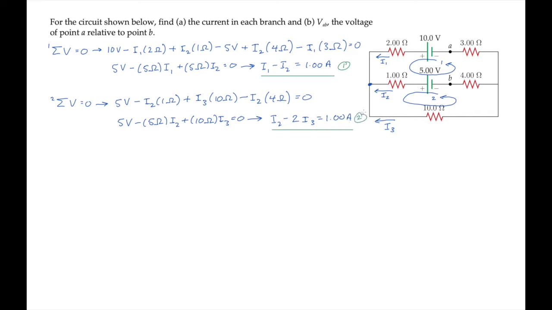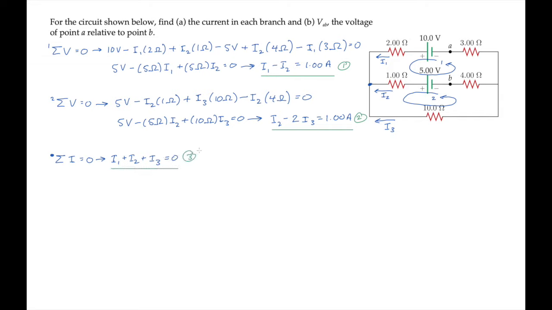Now for the node rule applied to the blue node, summing all of the currents, setting it equal to 0, we see that currents I1, I2, and I3 are all directed towards the node, so they all have a positive sign. That gives us equation 3.